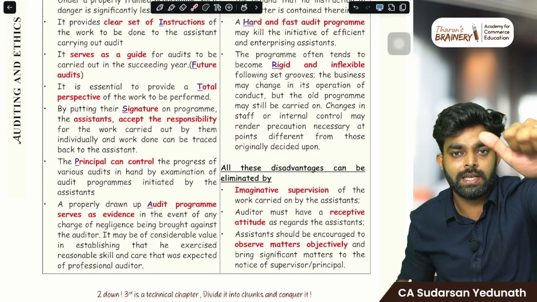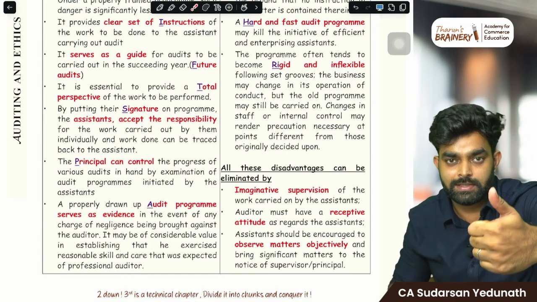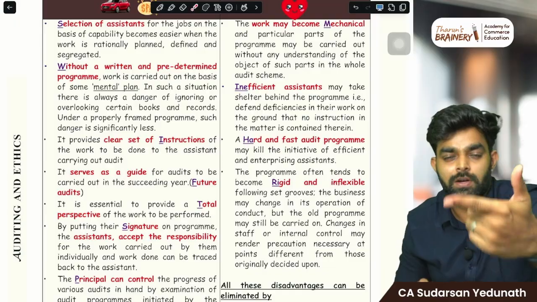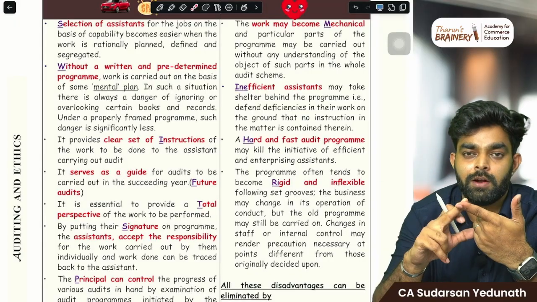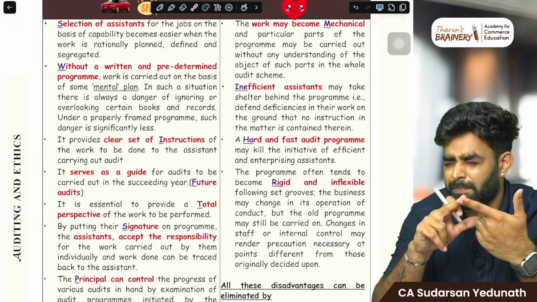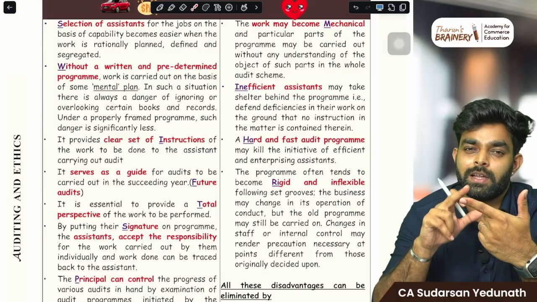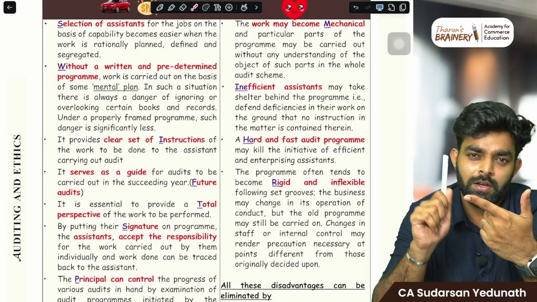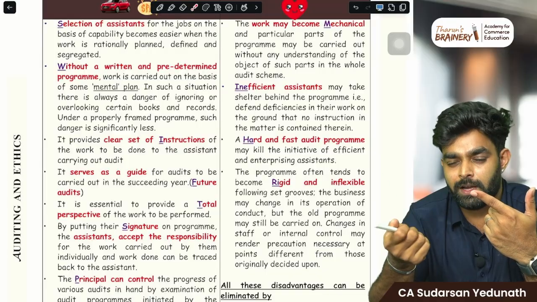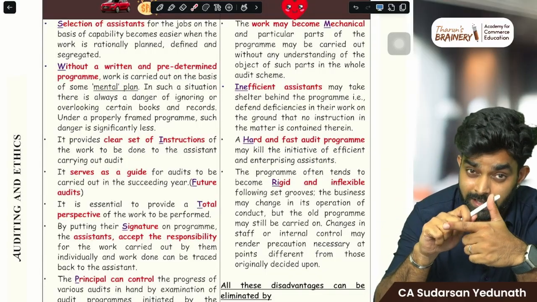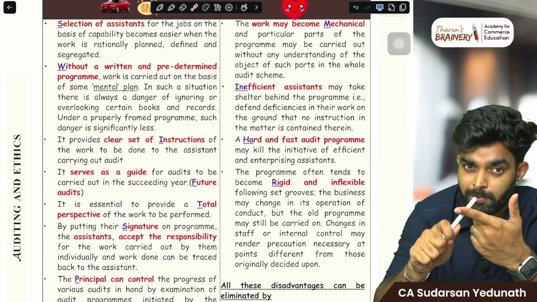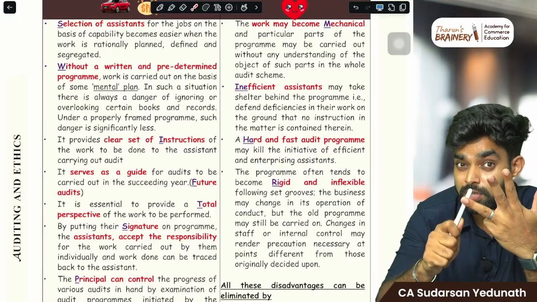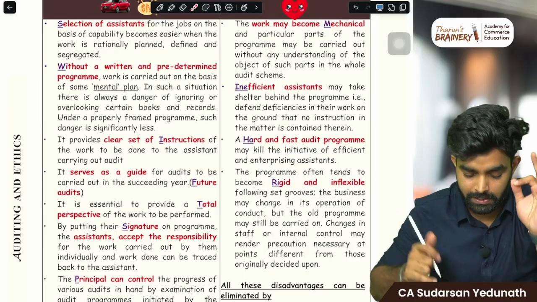So Swift SPA: S means selection of assistants becomes easier, depending upon the program. W, without a predetermined written audit program, work will be carried out on the basis of a mental plan, so there is a danger of overlooking books and records. I, it provides a clear set of instructions. F, guide for future audits. T, total perspective. Then Swift SPA.